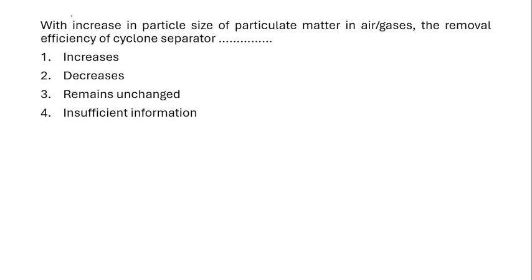Next question is, with increase in particle size of particulate matter in air or gas, the removal efficiency of the cyclone separator will increase, decrease, remain unchanged, or insufficient information? So the right answer is increases. So the separation particle size should be greater than or equal to 0.2 times the top outlet diameter. That is the condition to increase the efficiency of separation in the cyclone separator. Okay.